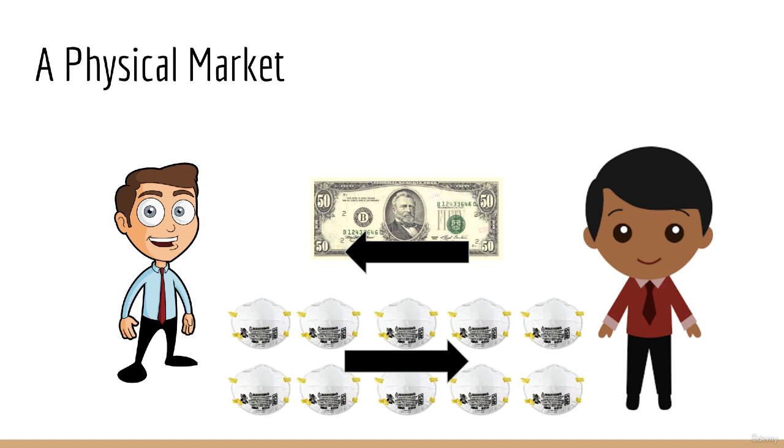So you might look over and find Bob, who wants to sell his N95 masks. So let's say Bob is willing to sell 10 masks for $5 each, and you're willing to buy them for that price. So you pay Bob $50, and in return, you now own 10 more N95 masks. This kind of exchange is happening many times per second, and the price of each item can change depending on what people are willing to buy and sell them for.